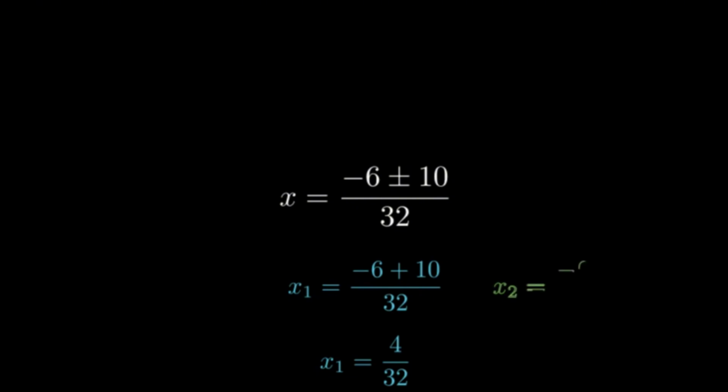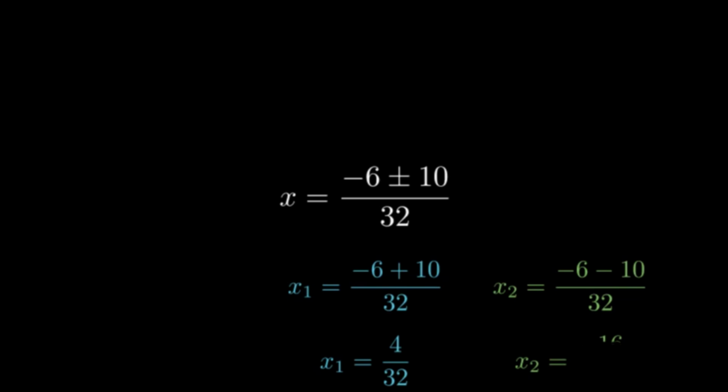Now let's find our second solution by using the minus sign in our original expression. We'll substitute negative 6 minus 10 in the numerator. Adding -6 and -10 gives us -16 in the numerator, so our fraction becomes -16 divided by 32. We can simplify this fraction by dividing both the numerator and denominator by 16. This gives us -1/2 as our second solution. So our quadratic equation has two solutions, x equals 1/8 and x equals -1/2.